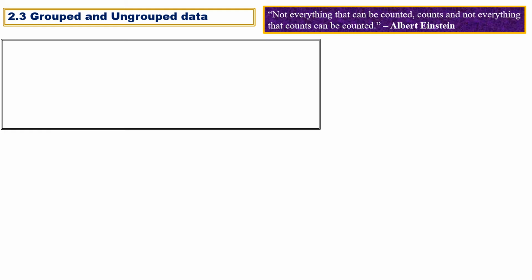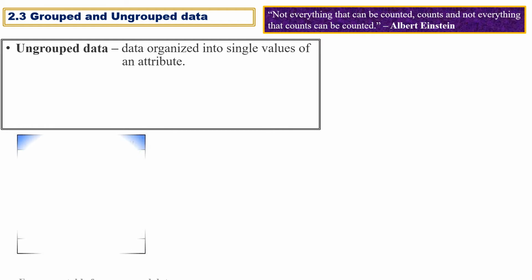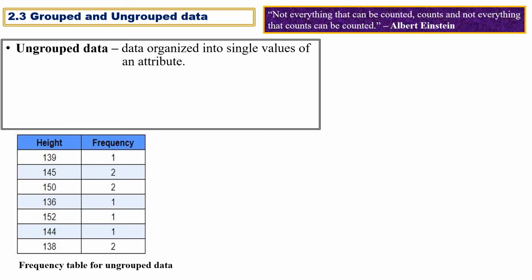So we have discussed data, we have discussed variables and different types, discrete and continuous. But now we want to talk about how to actually organize the data. There are two ways in which we can organize data before we construct a frequency table. One is grouped and the other is ungrouped. And we're going to look at ungrouped data first.